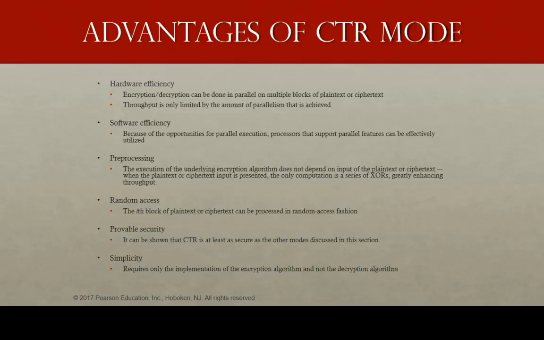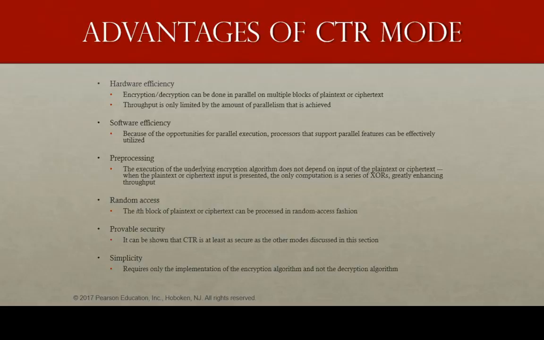Pre-processing. The execution of the underlying encryption algorithm does not depend on input of the plaintext or ciphertext. Therefore, if sufficient memory is available and security is maintained, pre-processing can be used to prepare the output of the encryption boxes that feed into the XOR functions. When the plaintext or ciphertext input is presented, then the only computation is a series of XORs. Such a strategy greatly enhances throughput.